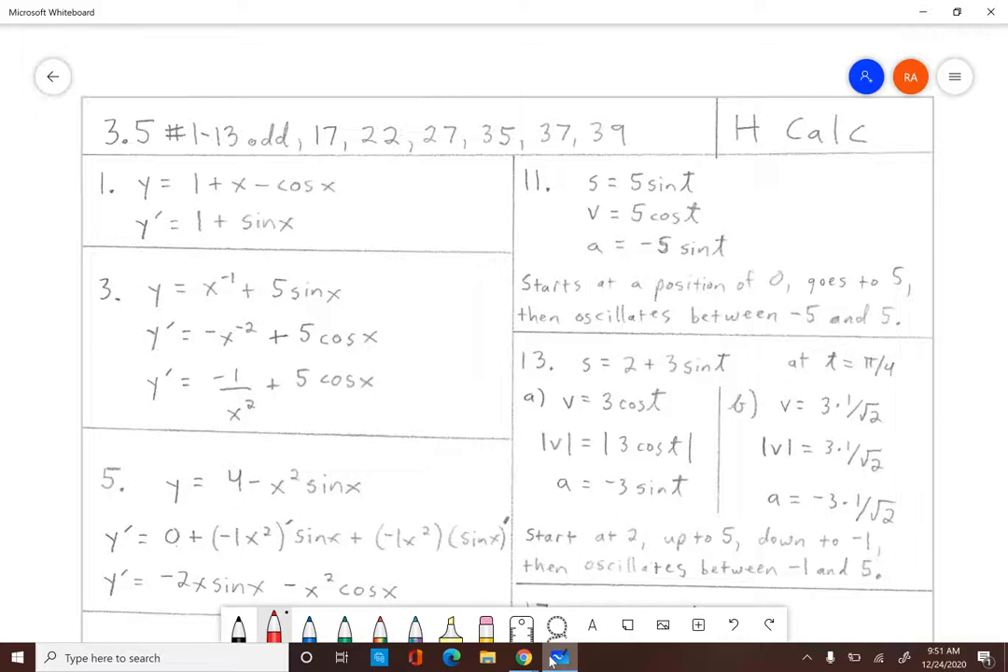Hey everyone, today we're looking at section 3.5 homework. The first couple problems are just taking the derivative using our new trig rules.